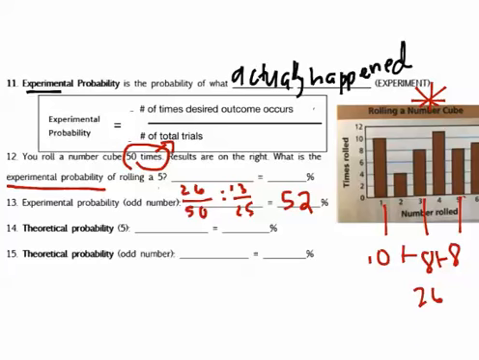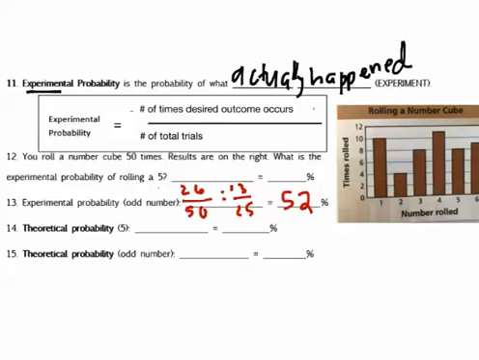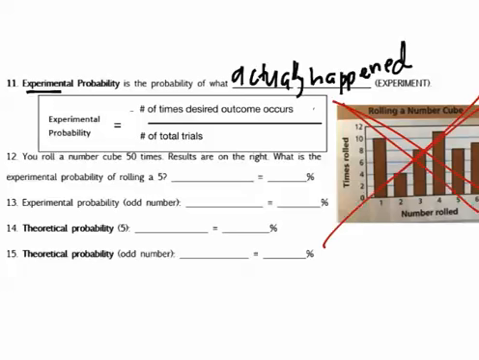Okay, so that is experimental probability. We use the data or some type of results in order to get our probability. Note that on 14 and 15, we're not looking for experimental probability, so do not use the data anymore, because it says theoretical probability.